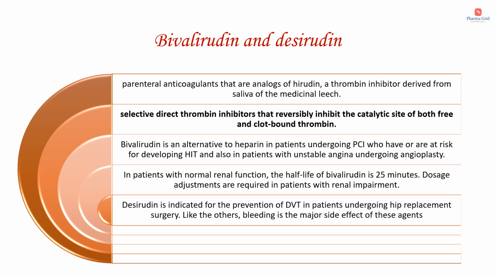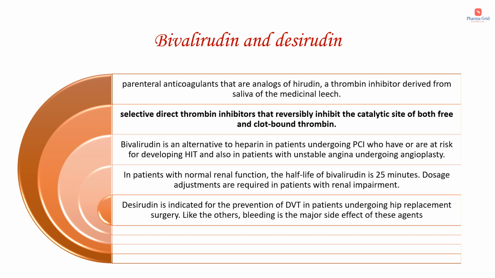Moving on to the next parenteral anticoagulants, which include bivalirudin and desirudin. These are parenteral anticoagulants that are analogues of hirudin, which is a thrombin inhibitor derived from the saliva of the medicinal leech. Bivalirudin and desirudin are selective, direct thrombin inhibitors that reversibly inhibit the catalytic site of both free and clot-bound thrombin. So bivalirudin and desirudin are direct thrombin inhibitors.